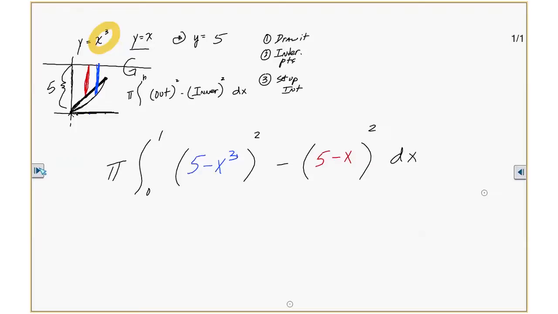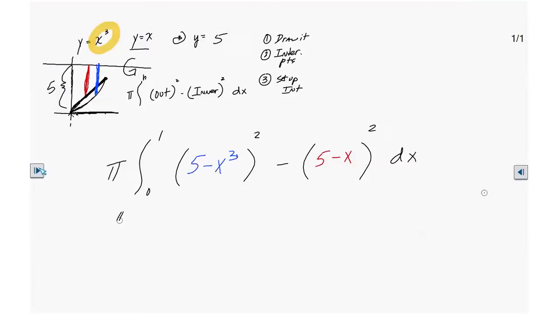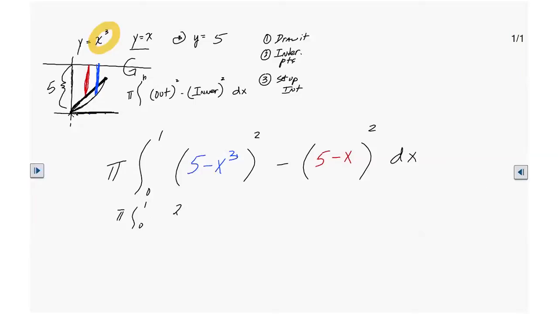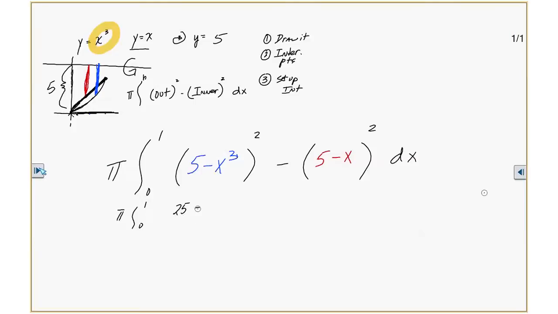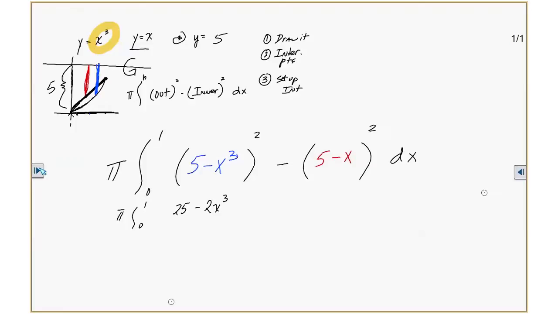We've got to go backwards on these. Why can't you turn them around? Well, you could if you wanted to, but you got to carry the sign with them. That's going to be a mess. So pi from 0 to 1 of 25 minus 2x cubed. Wait a minute, that should be 10, shouldn't it? Now it's a highlighter. It was an eraser, now it's a highlighter.